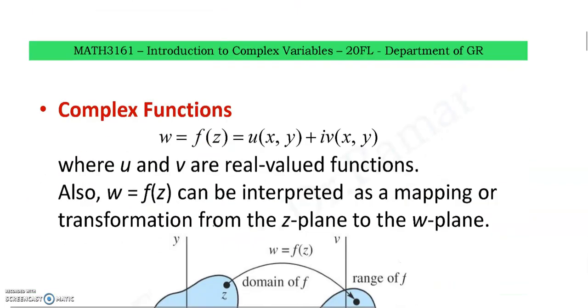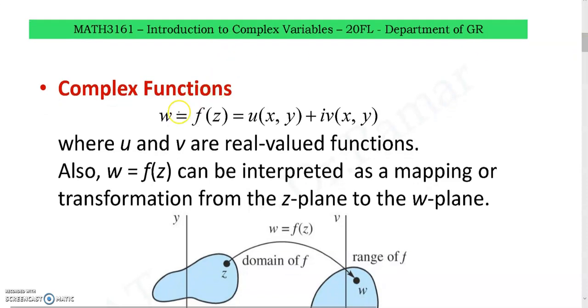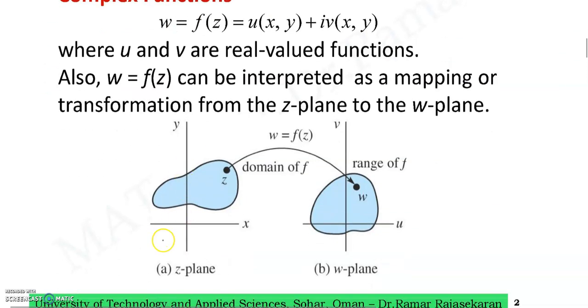Now you see the definition of a complex function. w is equal to f of z is equal to u of x comma y plus i v of x comma y. This is called a complex function, that is f of z. Here you see the z plane is nothing but real axis x and imaginary axis y. The w plane is nothing but real axis u, imaginary axis v. Here the function is w is equal to f of z. Here this is the domain, and this is the range of f.